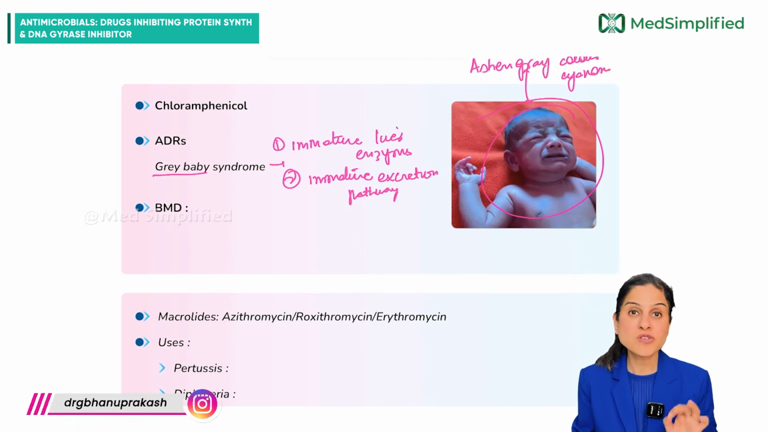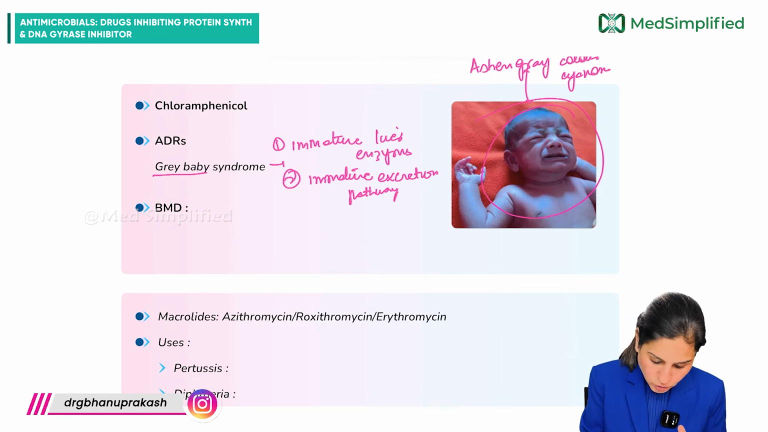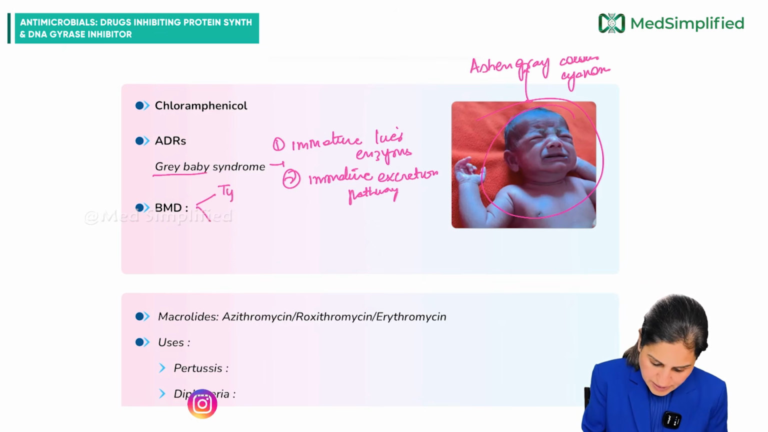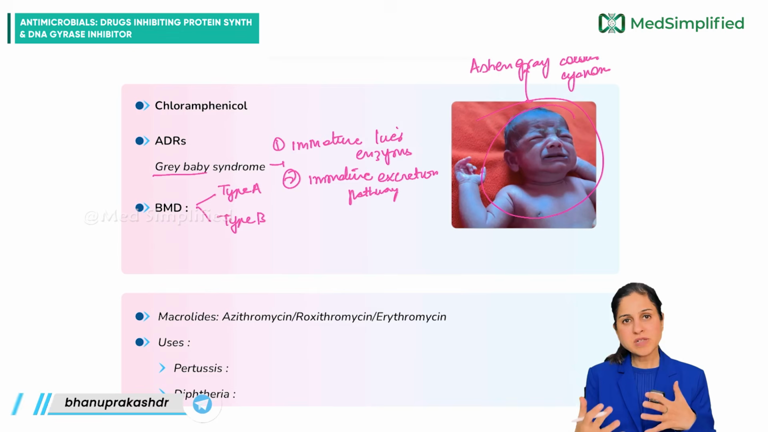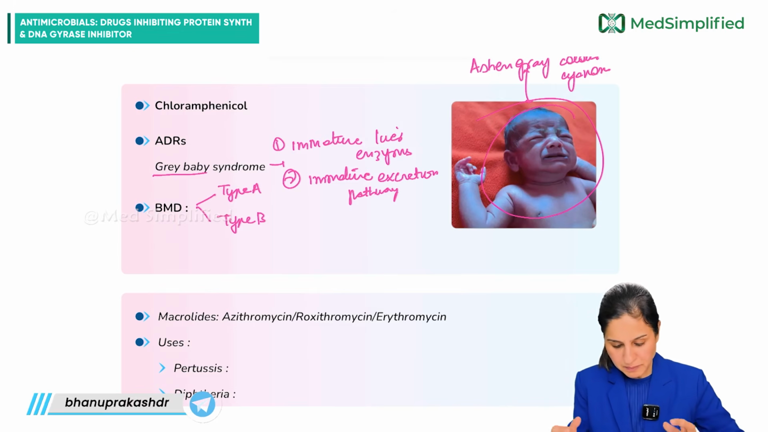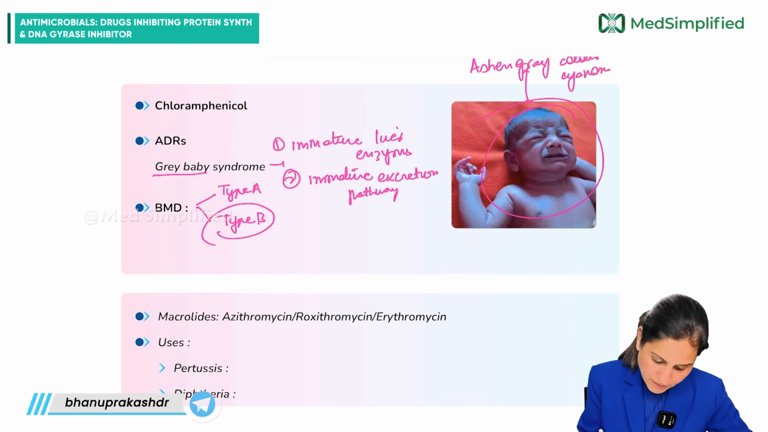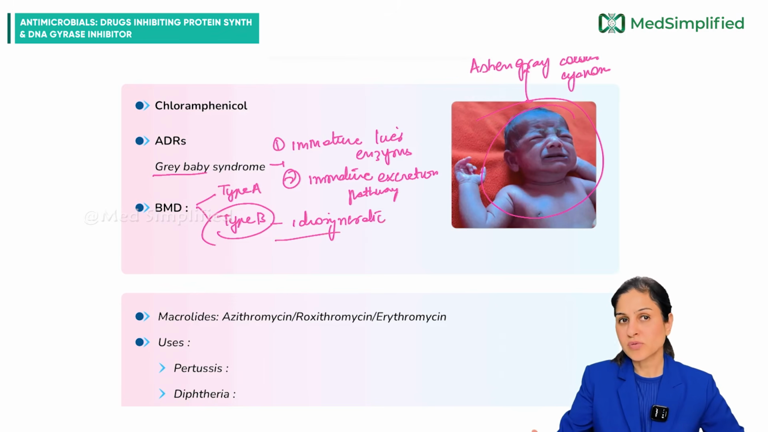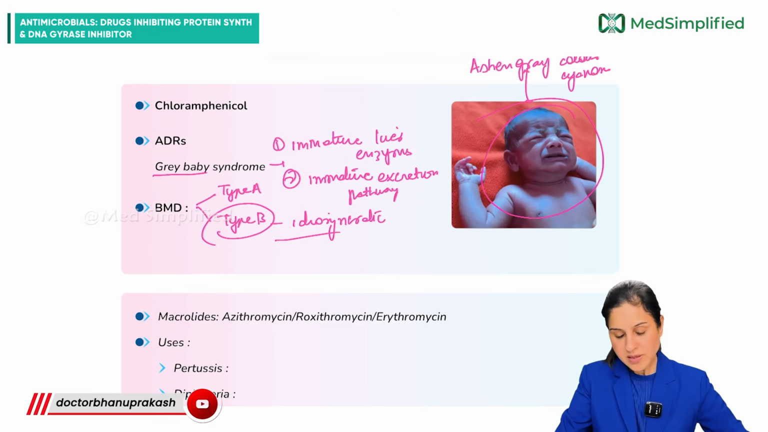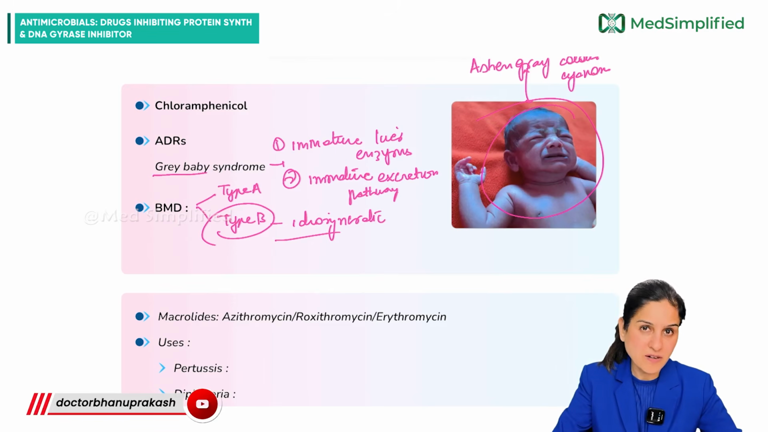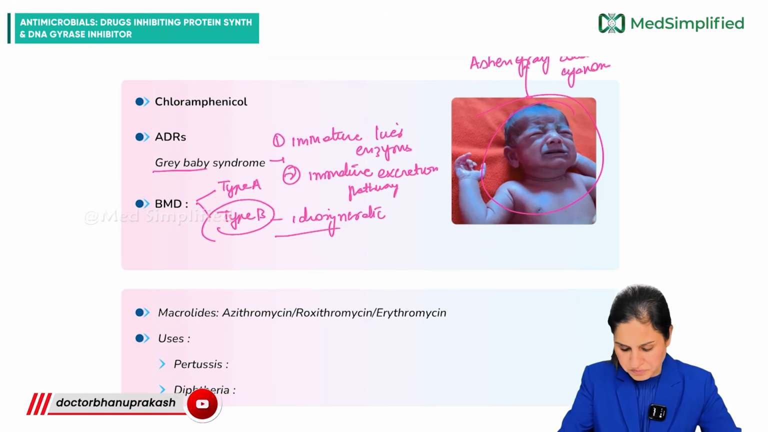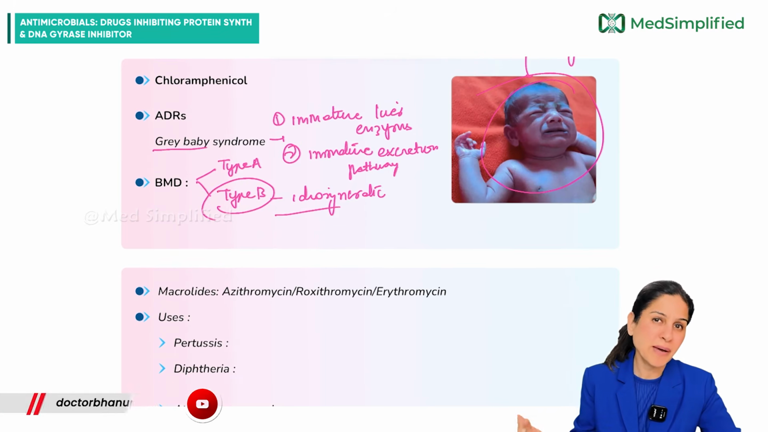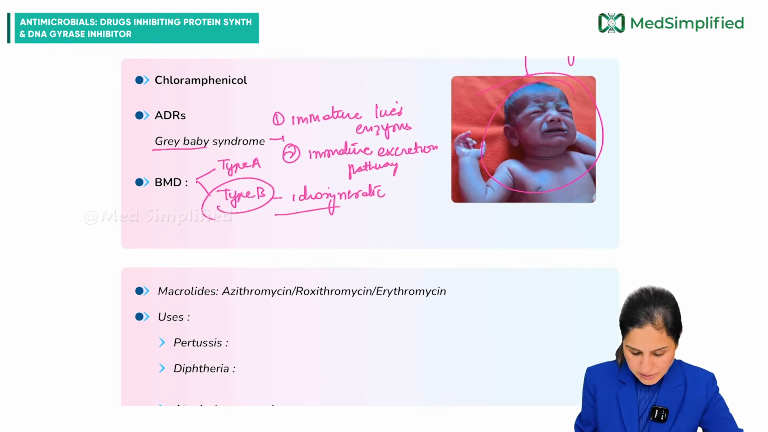Then chloramphenicol also causes bone marrow suppression. Now there are two types of bone marrow suppression, type A and type B. In type A, it is dose dependent and reversible. But type B, we are more worried about because this is idiosyncratic. Any kind of dose can trigger this, leading to aplastic anemia, and therefore this is very dangerous. Because of these side effects, we do not prefer to give it to the general population. We have better, safer drugs available, so we don't use it anymore.